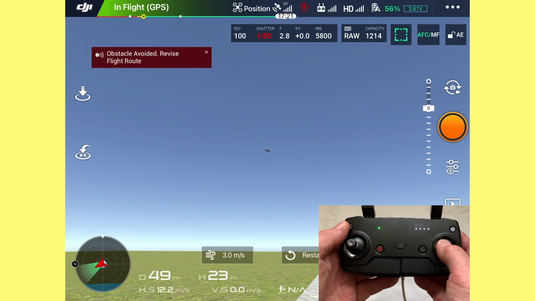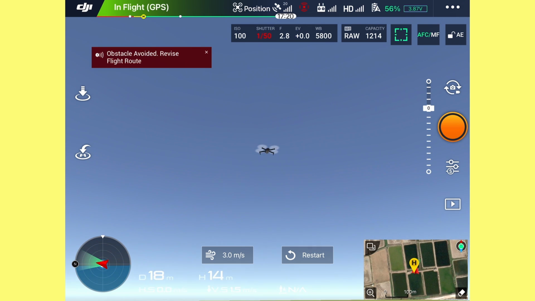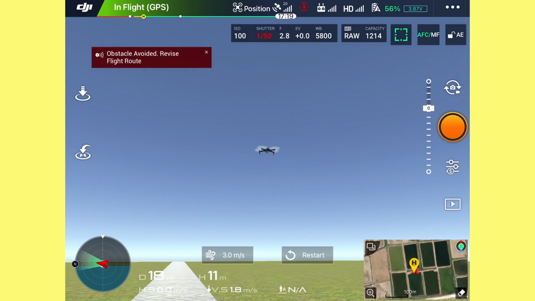And that's the foolproof way of getting your drone back when it's 200 odd meters away and you physically can't see it. You use the instruments on the left, the compass, to achieve that goal.